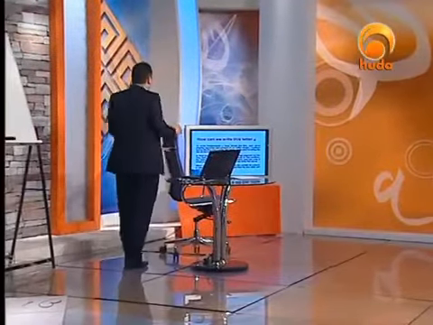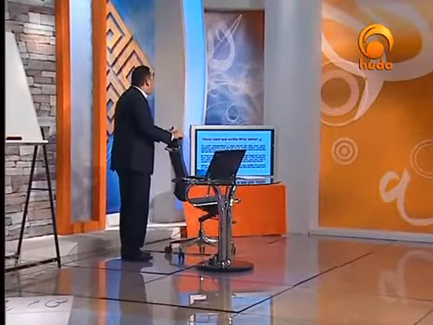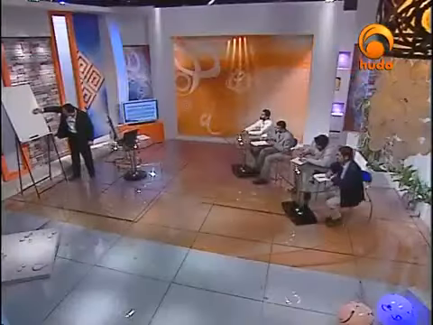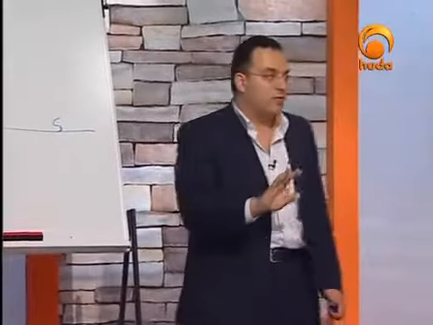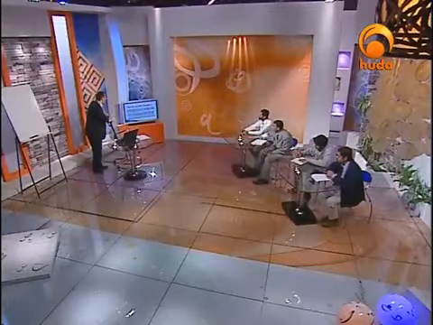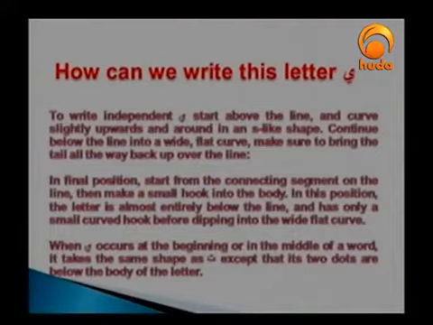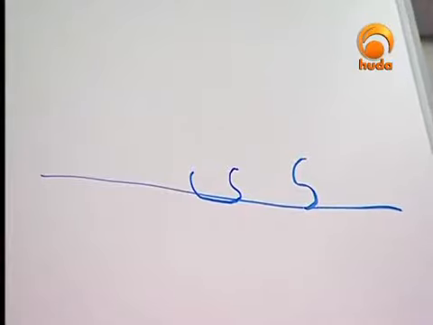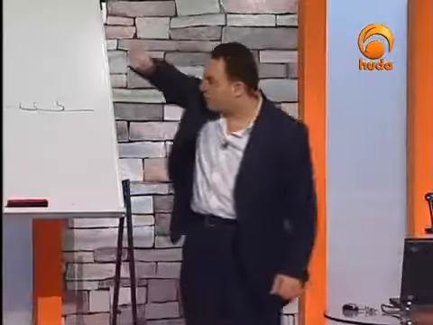To write independent ya, start above the line, curve slightly upwards and around in an S-like shape. So I would write something like S. Please follow me here, this is in this way. So this is S. Can you see that? Now continue below the line into a wide, flat curve. Make sure to bring the tail all the way back up over the line. Here it is. Can you write this again, please? Follow me like this.